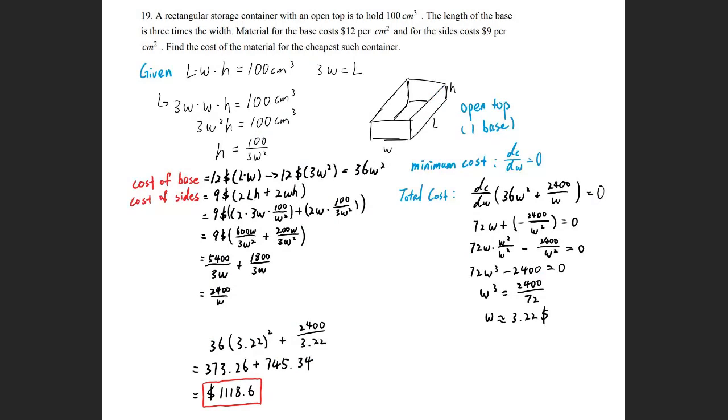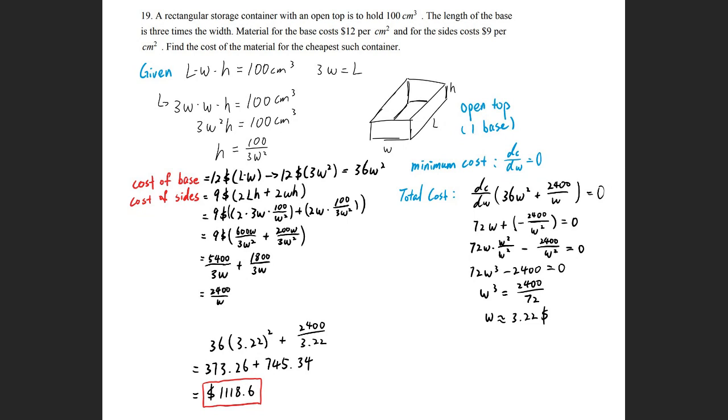Yeah, okay. So the question is asking: a rectangular storage container with an open top is to hold 100 cubic centimeters. The length of the base is 3 times the width. Material for the base costs $12 per square centimeter, and for the sides costs $9 per square centimeter. Find the cost of the material for the cheapest such container.